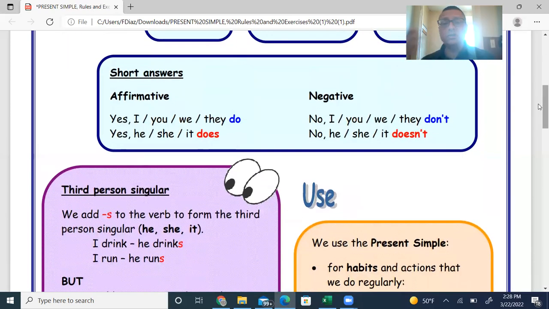When I ask you a question using the simple present, you can give me a short answer. Do you drink beer? Yes, I do. No, I don't.